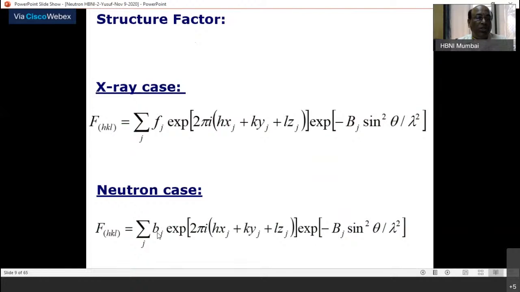This is for the neutron when it gets scattered by an atom or ion nucleus of one particular material.